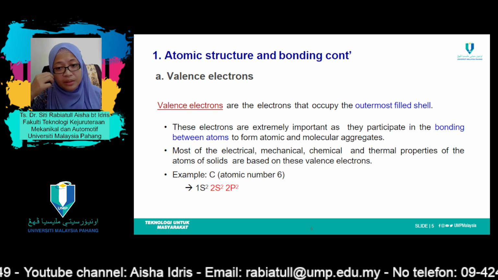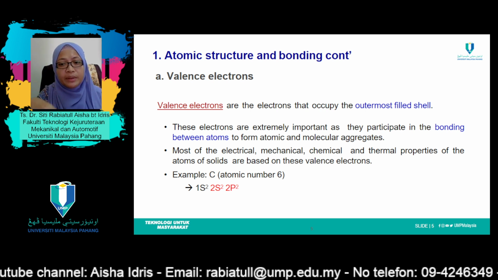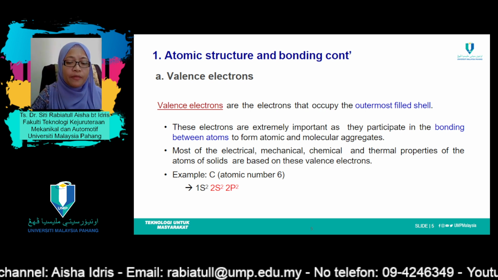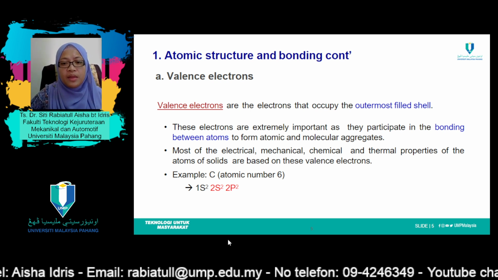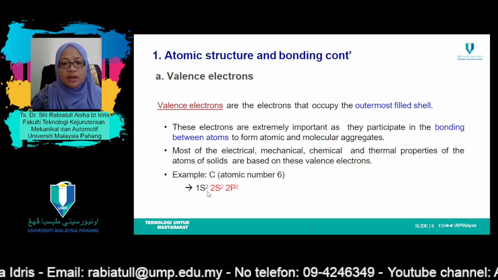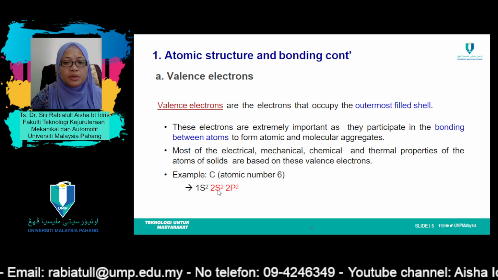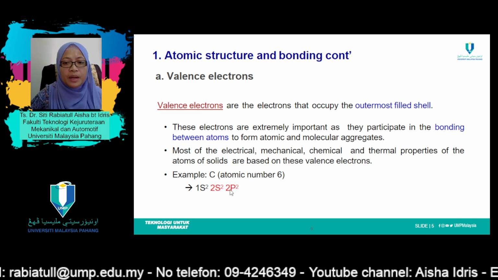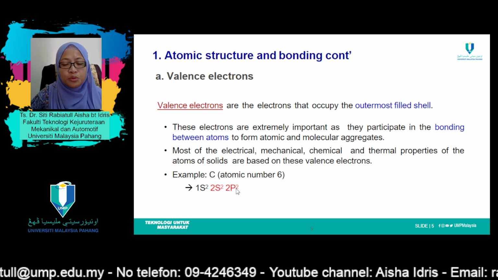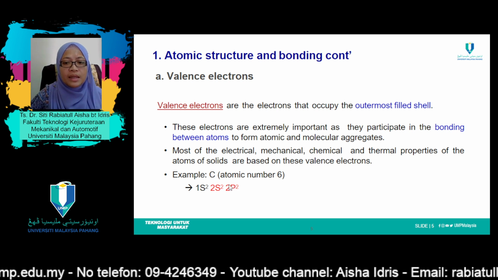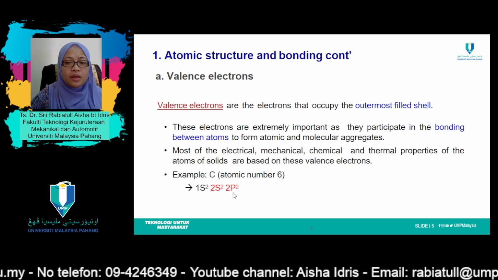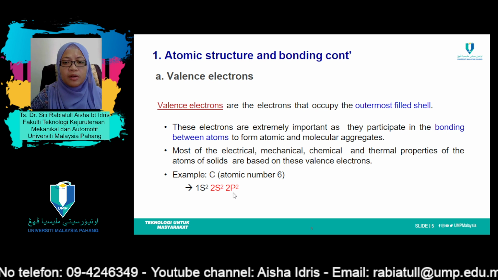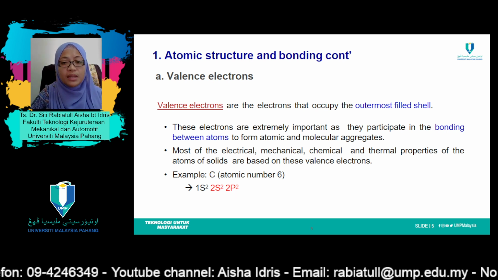For example, by taking carbon with atomic number of 6, you see the arrangement: the first shell has 2, followed by 2 in the second shell, and then the outer part, which is 2. So the valence electron is the outermost part of the shell itself, which is 2.